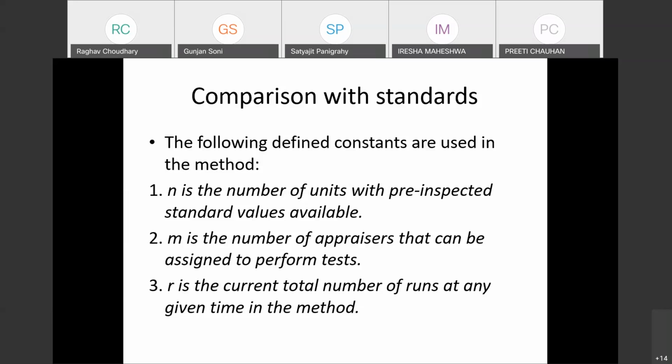So what are we going to do? There should be no bias in that. So we are using multiple appraisers or workers to do the measurement inspection. And r is the current number of runs at any given time in the method. It is very important that we do it multiple times. So we call it runs.